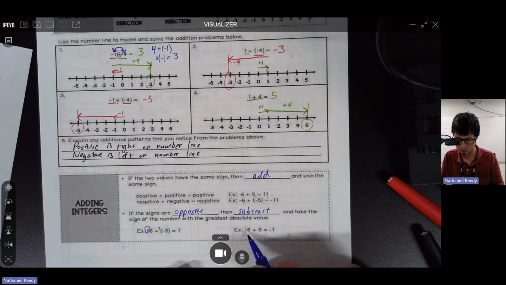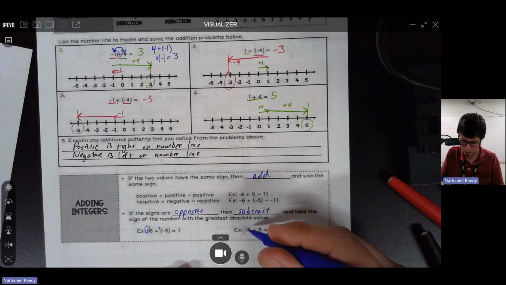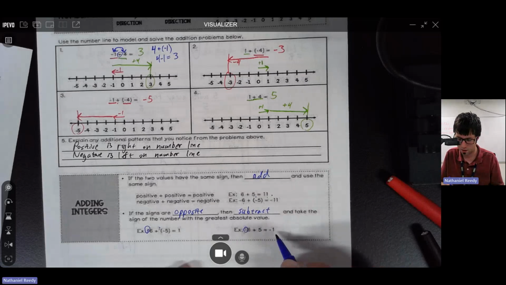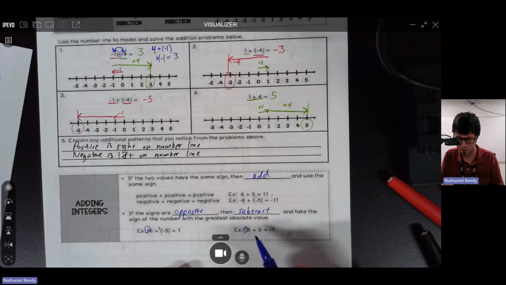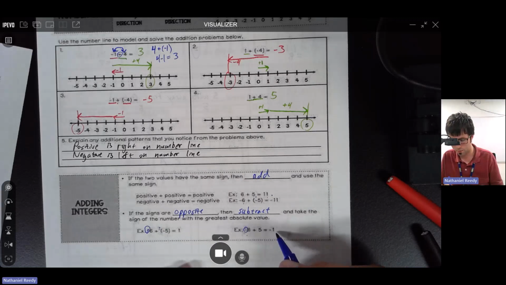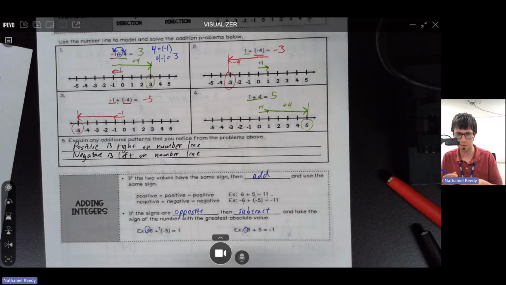So again, I subtract, 6 minus 5 is 1. But since 6 is bigger, I take the sign from the bigger number. I get -1. So again, if you get something with opposite signs, like -6 plus 5, I just subtract. Okay, 6 minus 5 is 1, but I take the sign from 6 since that's the biggest number. I think we're going to get to do some more examples like this in just a second.